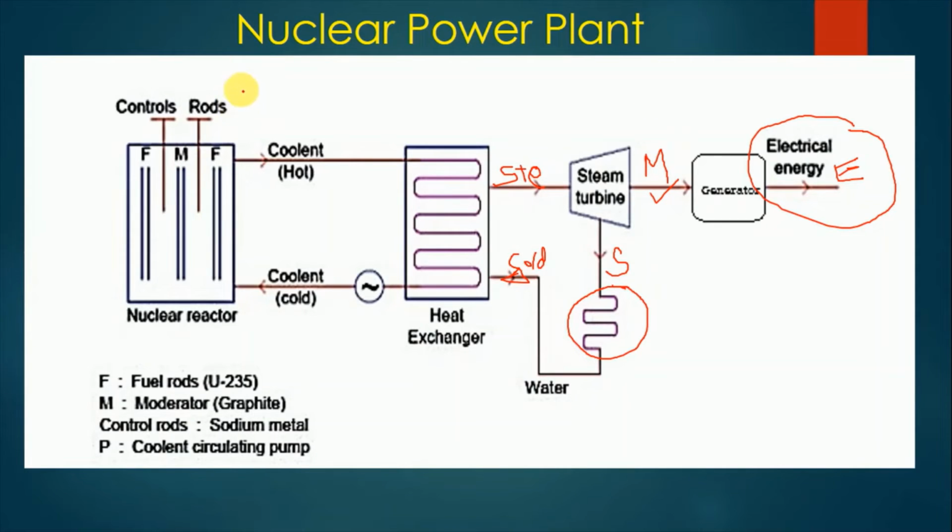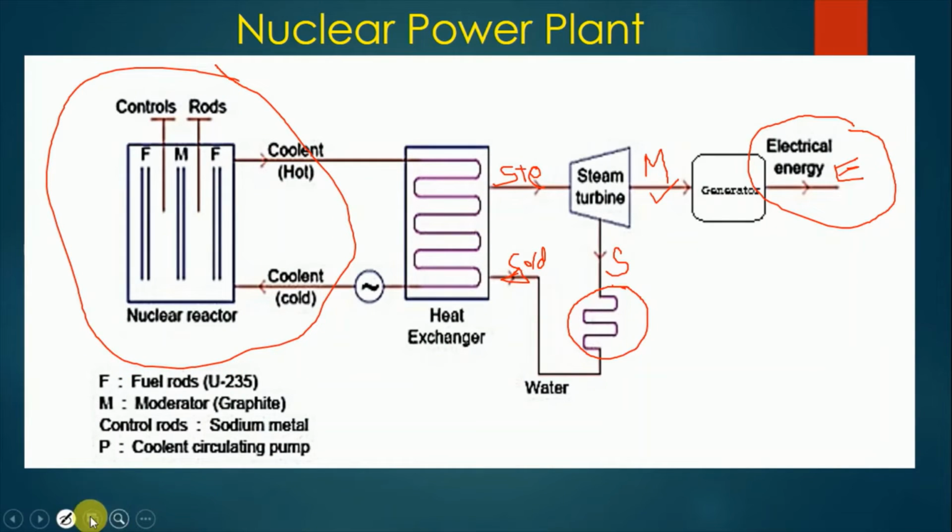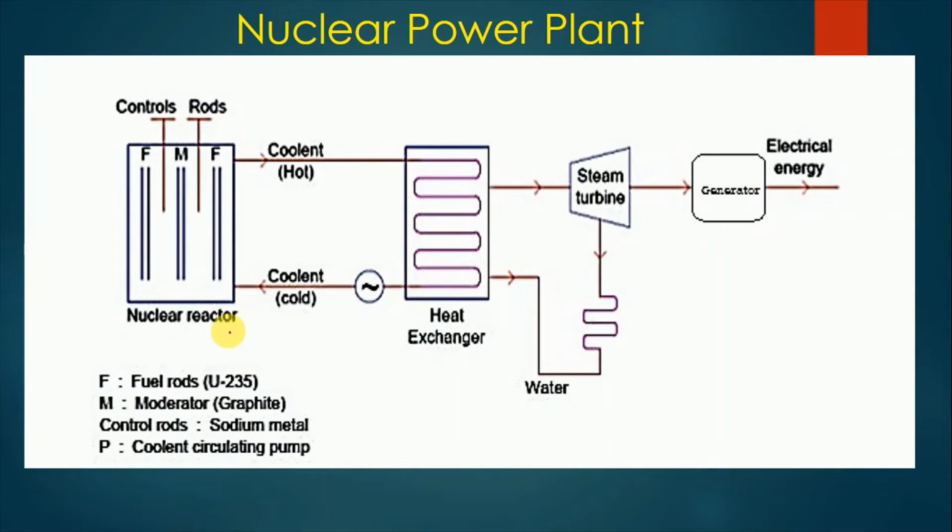Okay, so this cycle is very similar to a thermal power plant. Coming to this particular system, that is the nuclear reactor, and how heat is generated. Let's see how it will work. If you see the nuclear reactor, there are three alphabets we have used: F, M, F. F indicates fuel rod, M indicates moderator, and again F is fuel rod. There is also a control rod, and the control rod is made of sodium metal.